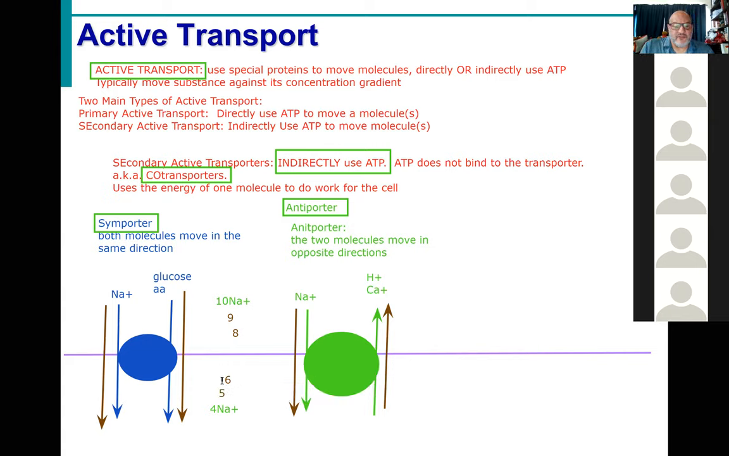Now, again, sodium still wants to come inside, so I let another sodium come inside, and it brings in an amino acid with it. And now how many sodium do I have outside? 7, right? What's 8 minus 1? That's 7. Excellent. How many sodium do I have on the inside? 7. Notice, now I've got the same amount of sodium inside and outside. Is sodium going to want to come inside anymore? No. And if sodium doesn't want to come inside, can I keep using these co-transporters? No. So now suddenly I can't do work anymore.